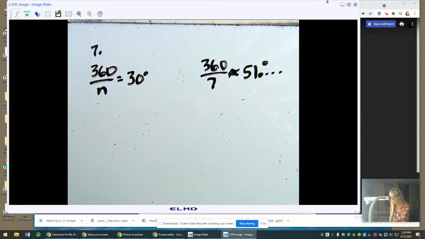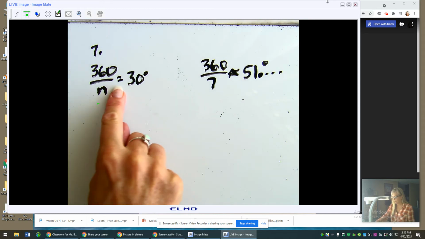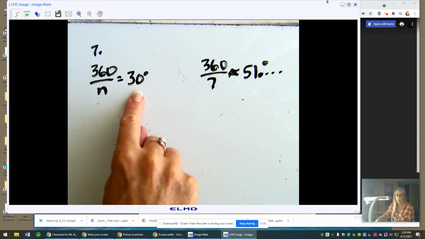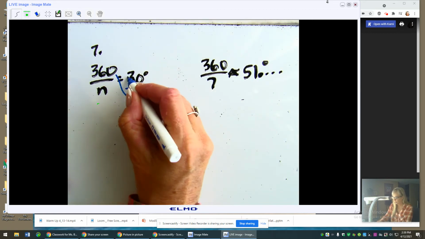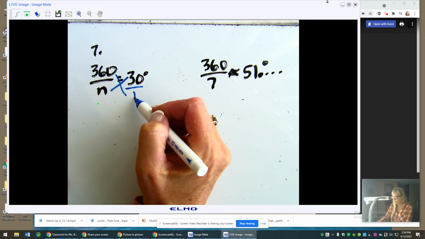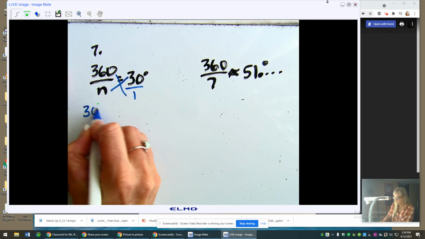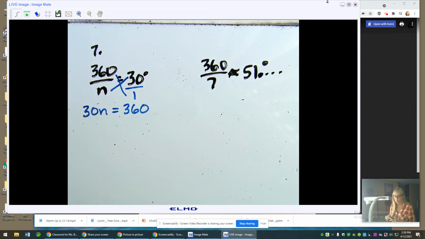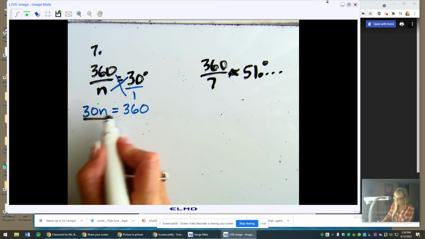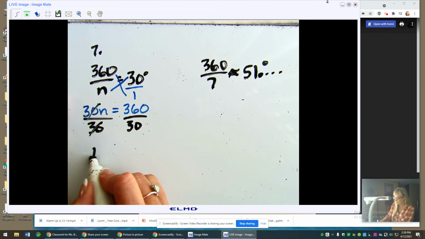Here's what I suggest. Whenever you have a fraction equal to something that's not a fraction, you could just make it a fraction and cross multiply. So this times the denominator, this numerator times that denominator. That'll give us 30 times n is equal to 360 times 1. And then we'll divide out the 30 on both sides. And that becomes a 1, leaving me with n.